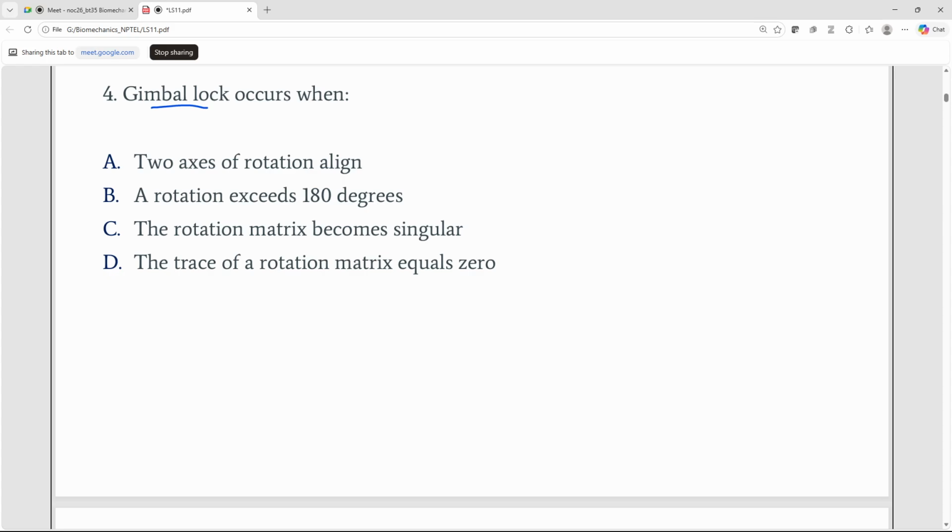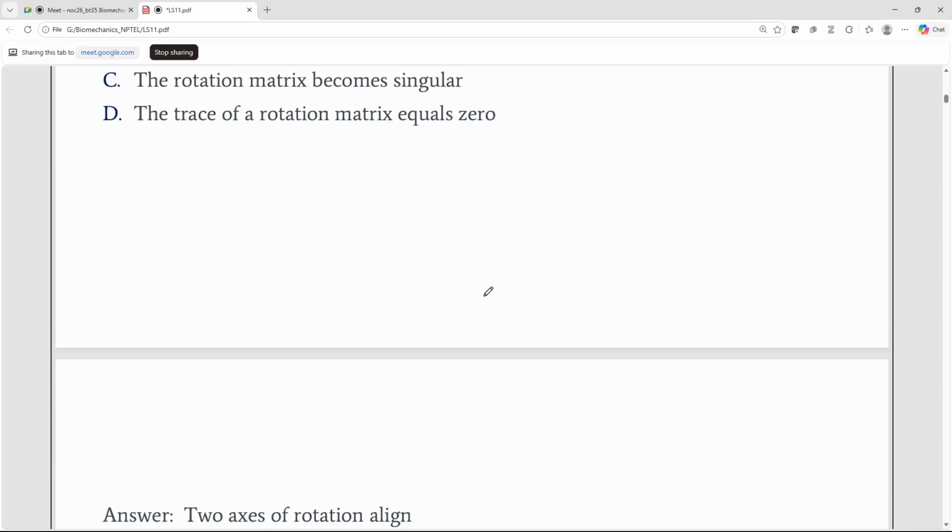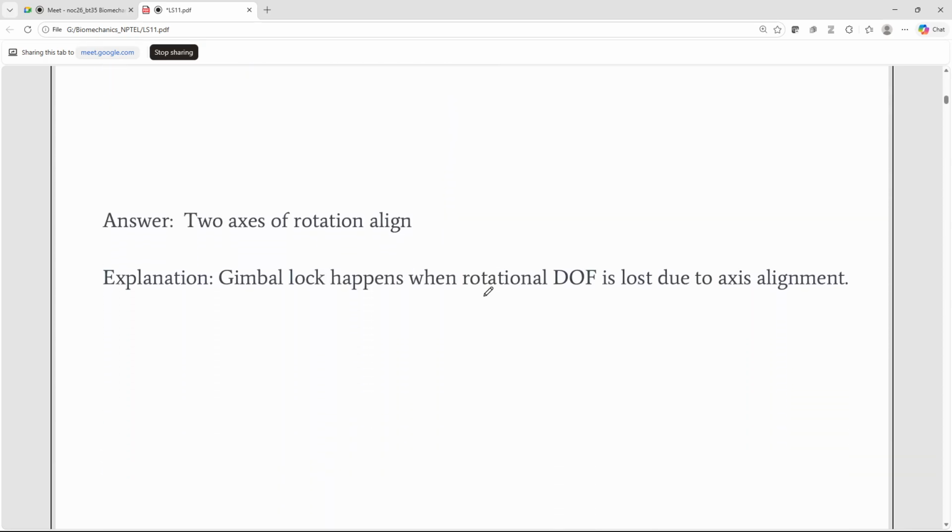The correct answer is option A, when two axes of rotation align. So when two axes of rotation align, what necessarily happens is that we lose 1 degree of freedom. It mostly happens when two axes of rotation align with each other. Then there will be a loss of 1 degree of freedom, and such a condition is known as gimbal lock.